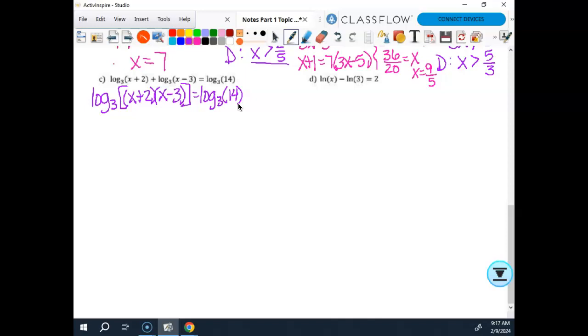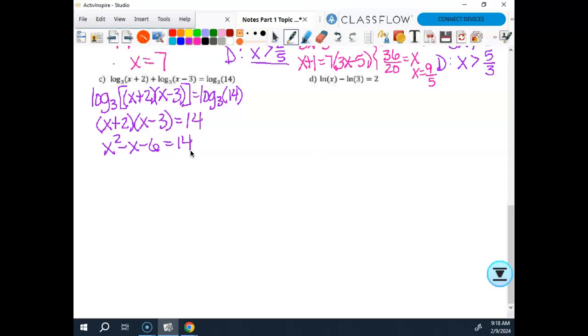But right now I have one log on each side, so I can take those things out of the log, and I can get x plus 2 times x minus 3 equals 14. Okay, so since I have to solve for x, I'm going to have to multiply them together, right? Just for the nature of the problem. So when I multiply them, I'm going to get x squared minus x minus 6 equals 14. What kind of equation do I have? What's it called? Oh, exactly. This is the hardest question. Thank you. It's a quadratic.